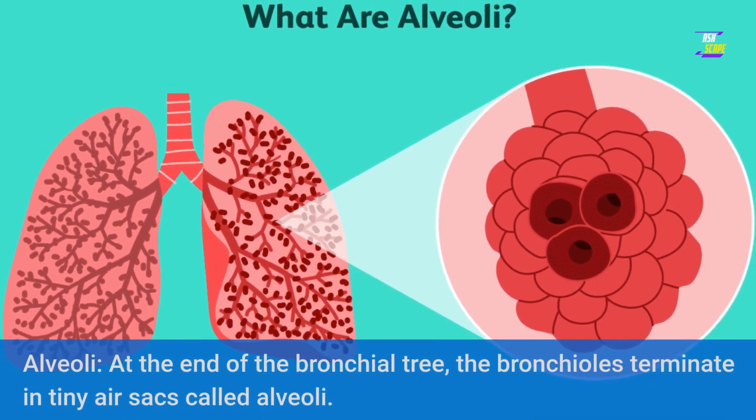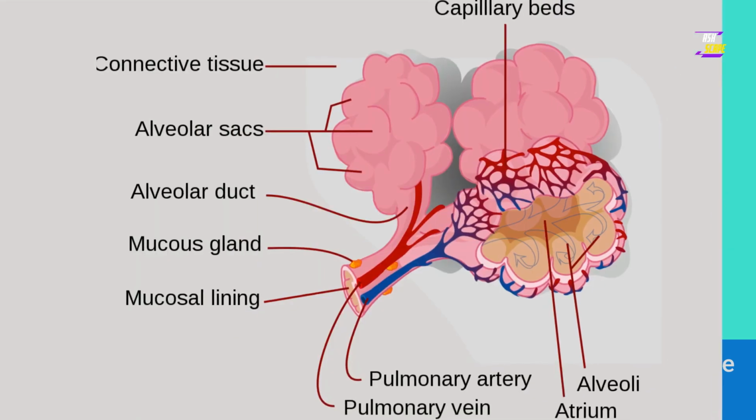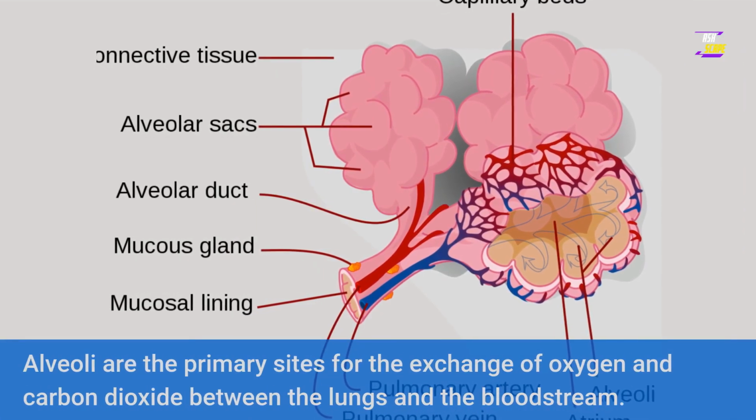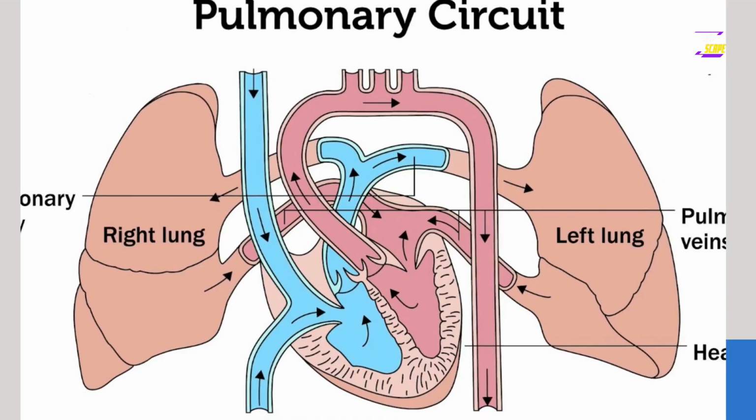Alveoli: at the end of the bronchial tree, the bronchioles terminate in tiny air sacs called alveoli. Alveoli are the primary sites for the exchange of oxygen and carbon dioxide between the lungs and the bloodstream.